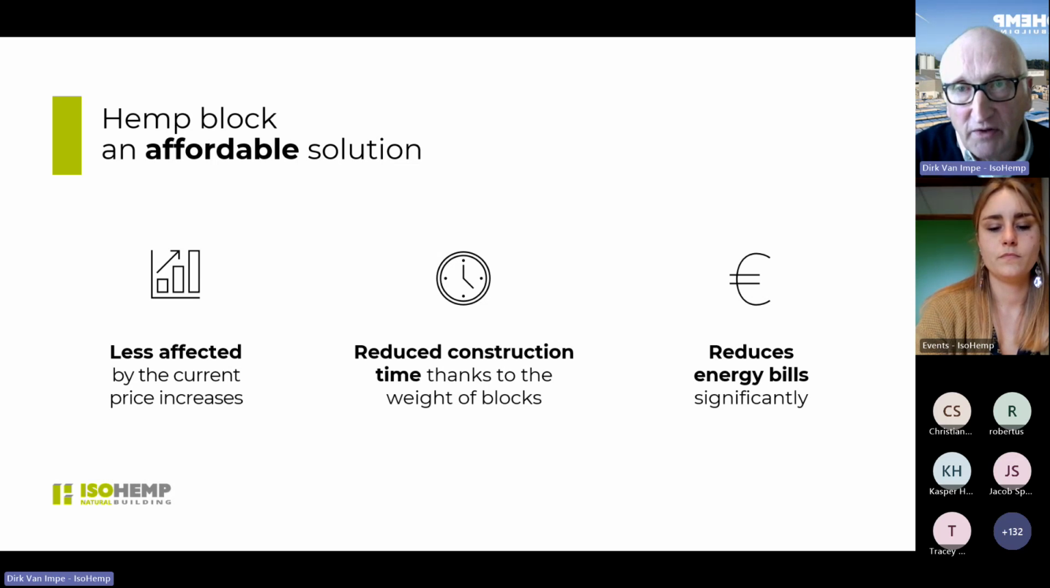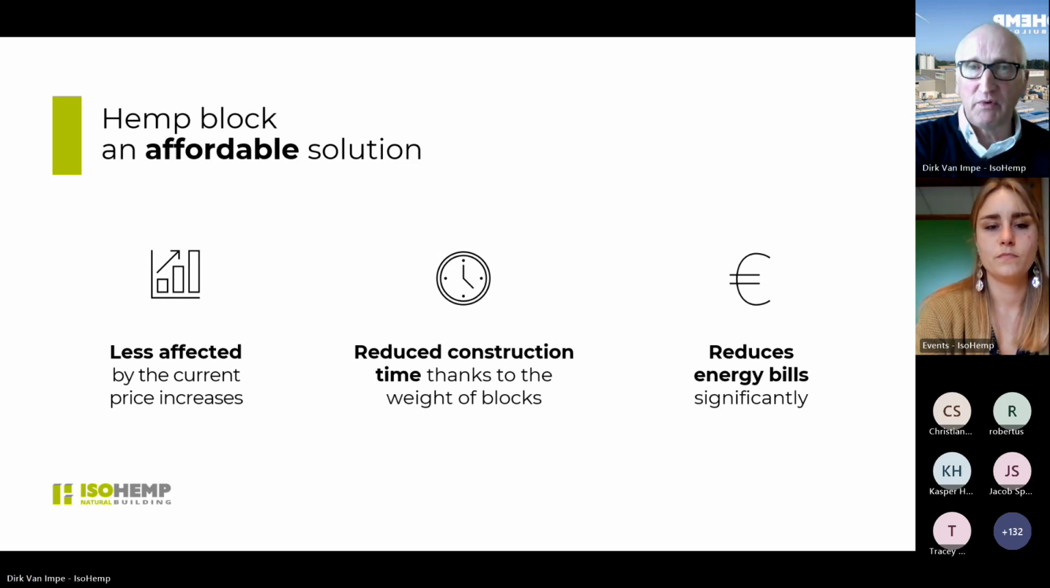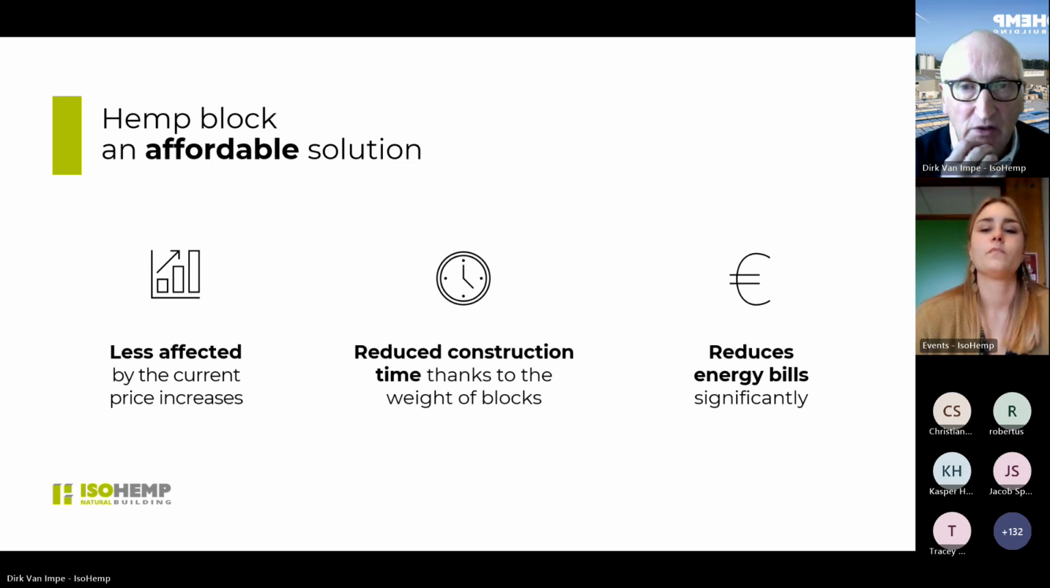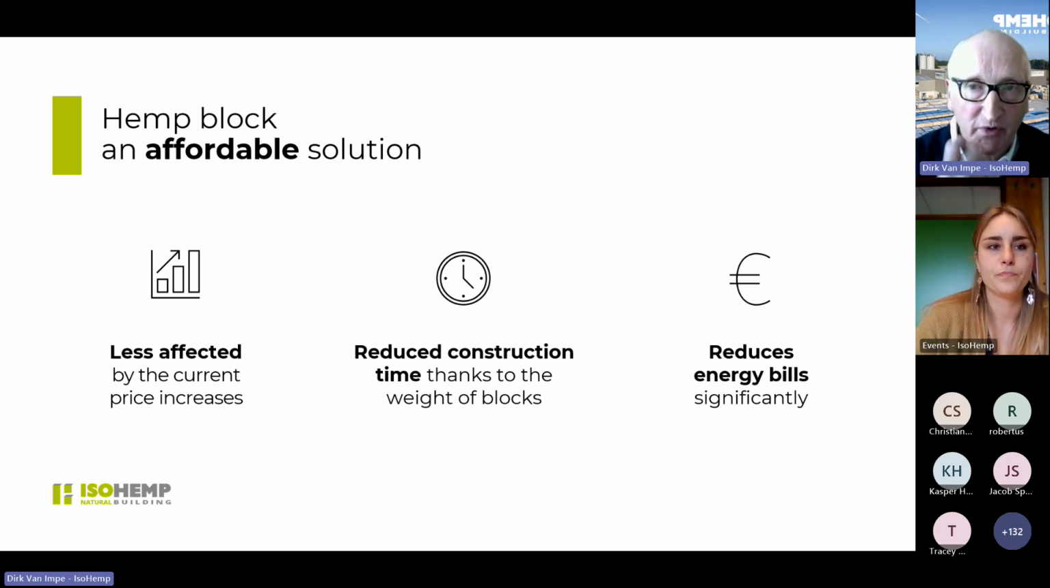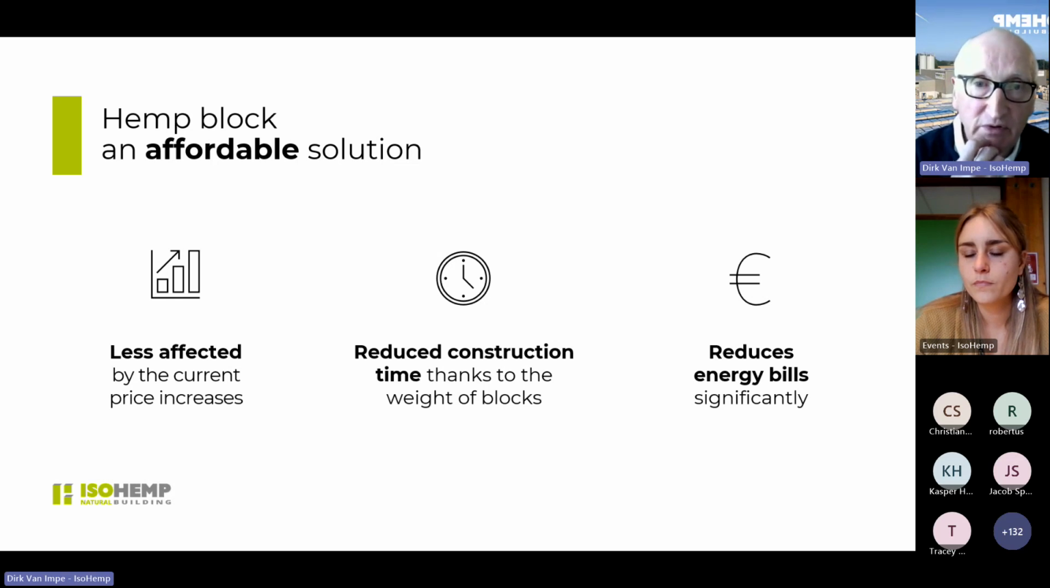So let me also emphasize that our hemp blocks are an affordable solution and become more and more affordable. First, we have a very energy efficient factory, as Julie explained. Secondly, building with our blocks is very fast thanks to the limited weight of the blocks. And in the long term, and this is more relevant than ever in these times, it will also significantly reduce energy bills thanks to the exceptional thermal insulation offered by our blocks. I will explain it in more detail.